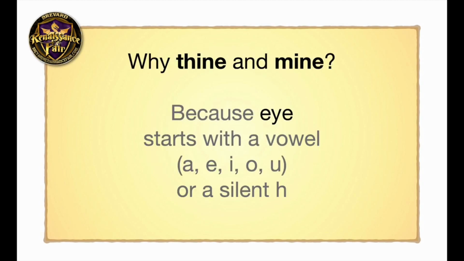Wait, why? Because the word I starts with a vowel, and any word that starts with a vowel, A, E, I, O, or U, or with a silent H, an H that is pronounced like a vowel, takes thine or mine instead of thy or my, so that it runs together, thine eye, mine eye.